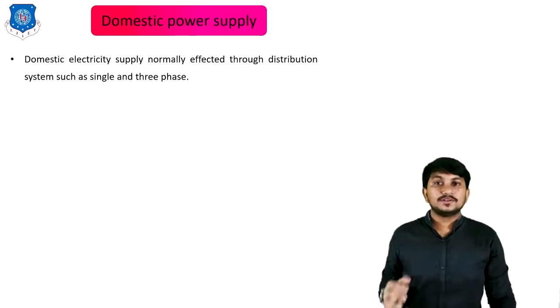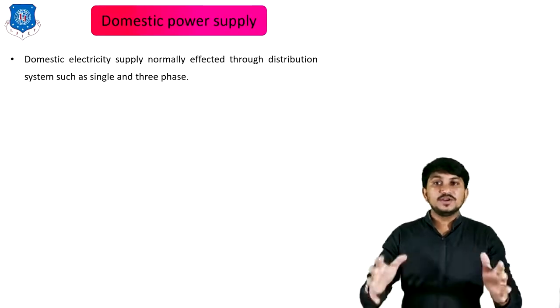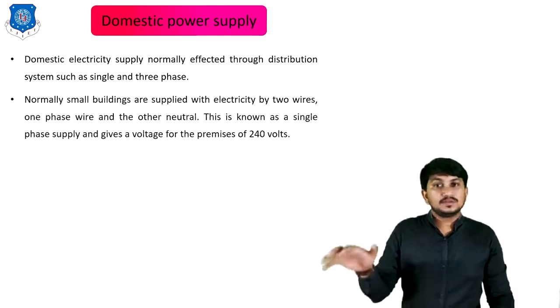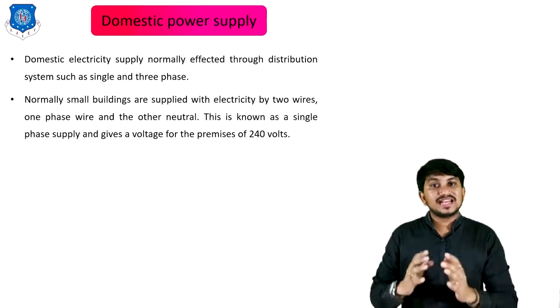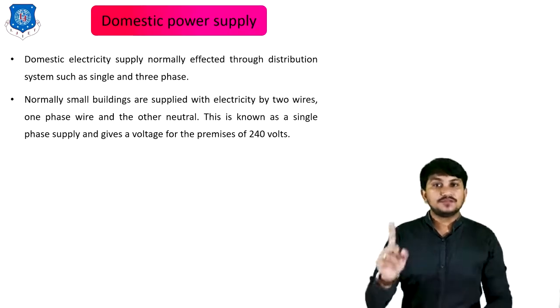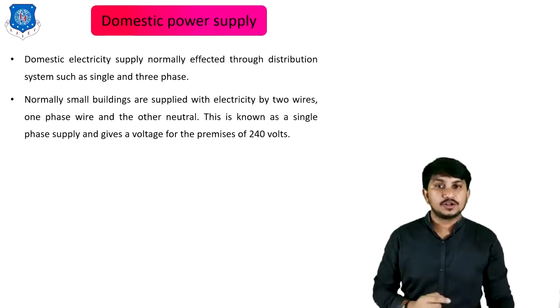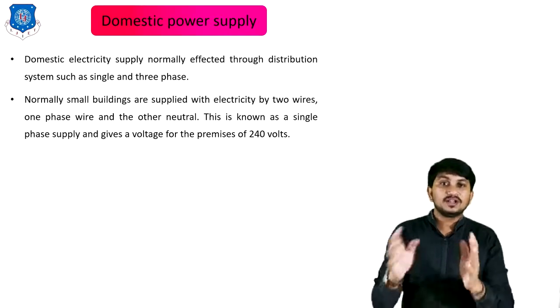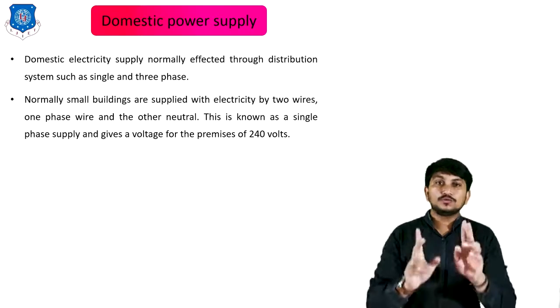Domestic electricity supply is normally effected through distribution systems such as single phase and three phase systems. Normally small buildings are supplied with electricity by two wires, one phase wire and the other a neutral wire. This is known as a single phase supply and gives a voltage for the premises of 240 volts.